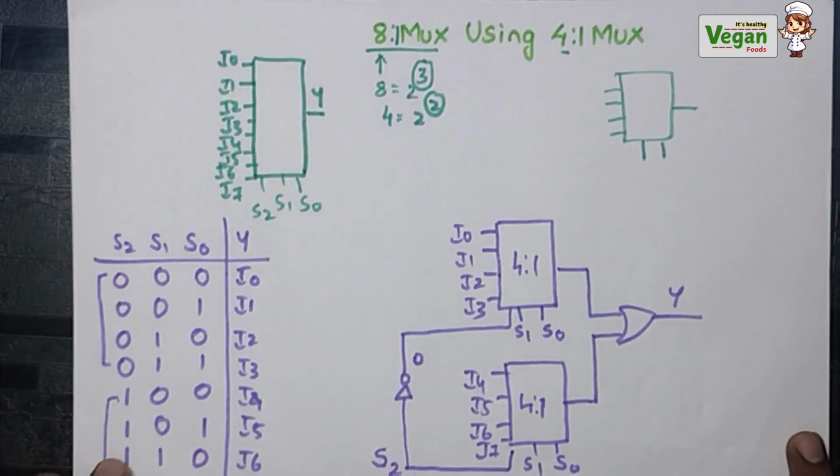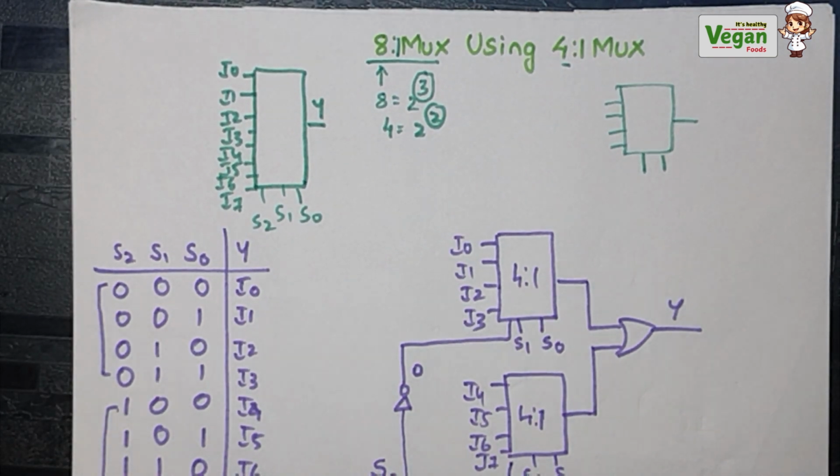So I hope you understood the concept of designing an 8:1 multiplexer using 4:1 multiplexers.